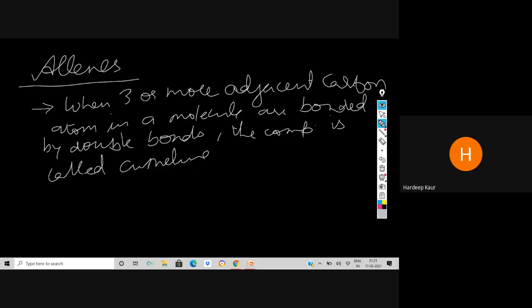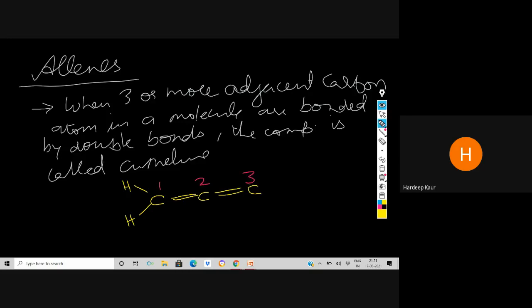So this cumulene name is derived from cumulative double bond. So allene is the simplest example of cumulene. So this allene has two cumulative double bonds, right? So at the terminal carbon, we have two H groups. So if we number these carbons, let us number these 1, 2, and 3.